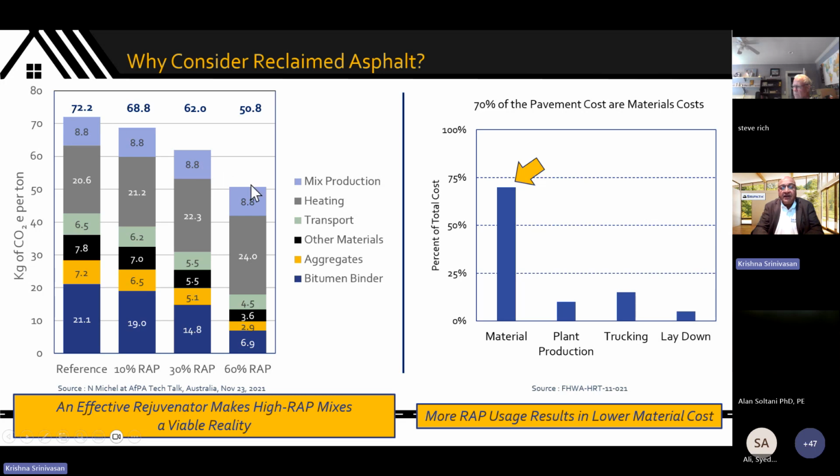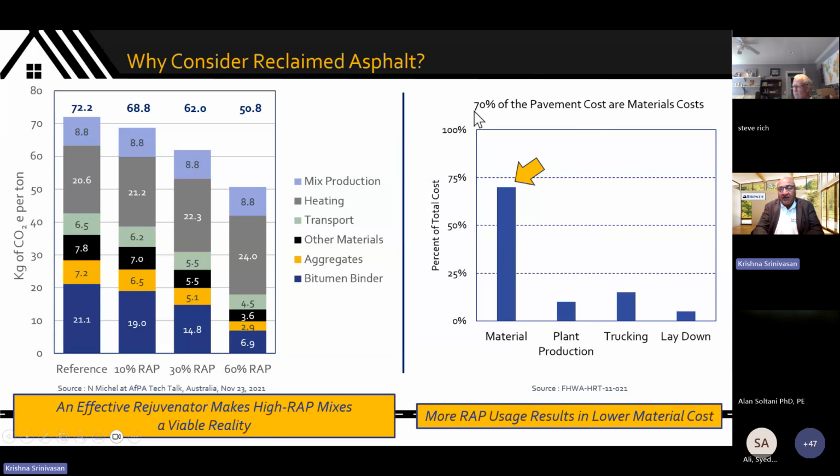As you systematically increase the amount of RAP, you're able to cut down the kilograms of carbon dioxide equivalent per ton of mix produced. So it is certainly a winning argument from a sustainability point of view.